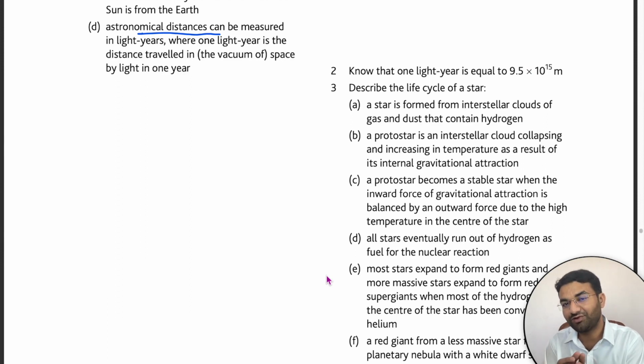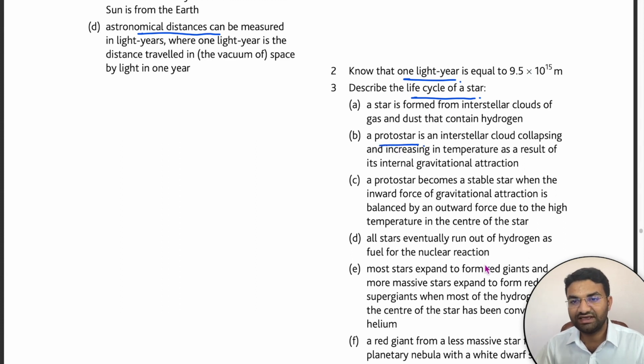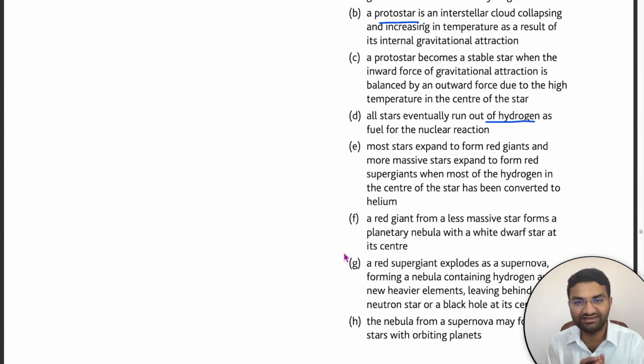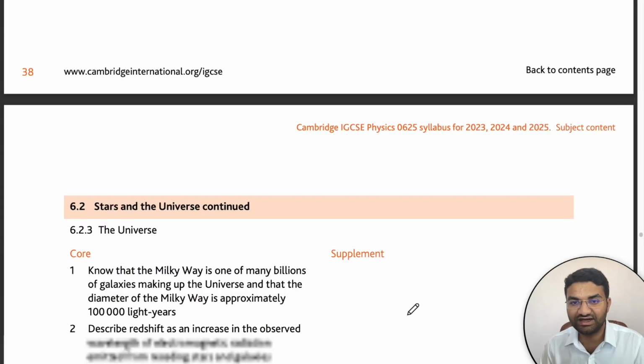Apart from this, for an extended student, you have to discuss one light year. Describe the life cycle of a star. Then protostar. Next, all stars eventually run out of hydrogen. How they run out of hydrogen, we have to discuss this concept, and this is the theory part and even interesting when we discuss it and understand it. Then giant stars, red giants, then a supergiant explodes as a supernova. Nebulae, then supernova related concepts are there.